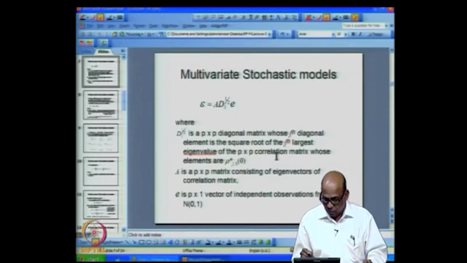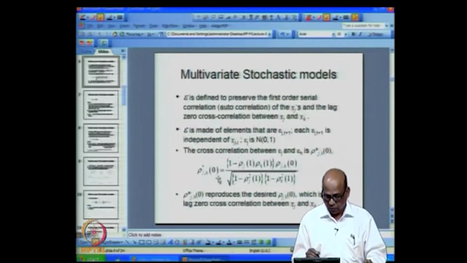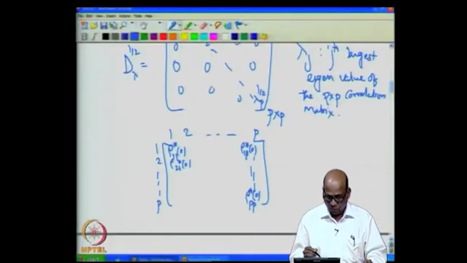That is the correlation matrix whose elements are rho j h star 0. Remember, these are not the original cross correlations. You look at this expression, this is what will define rho j h star 0. So, at a site j with site h, this is the cross correlation that you are defining now, and that is the cross correlation that you will use for defining the cross correlation matrix. This is the p by p matrix.